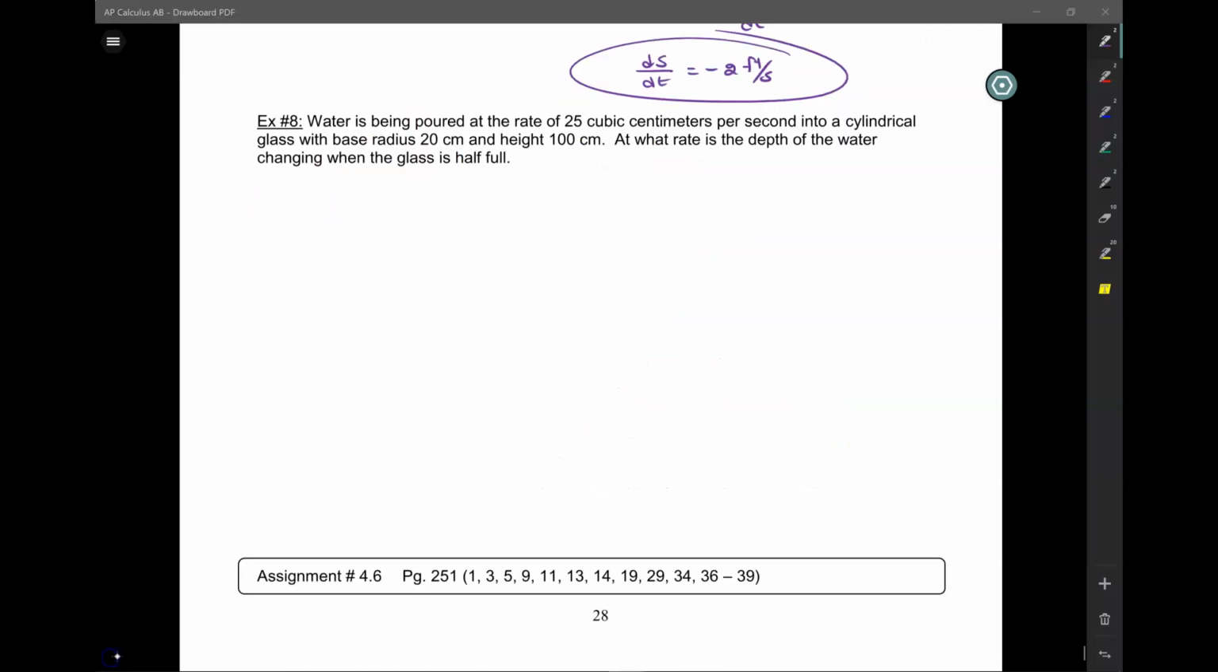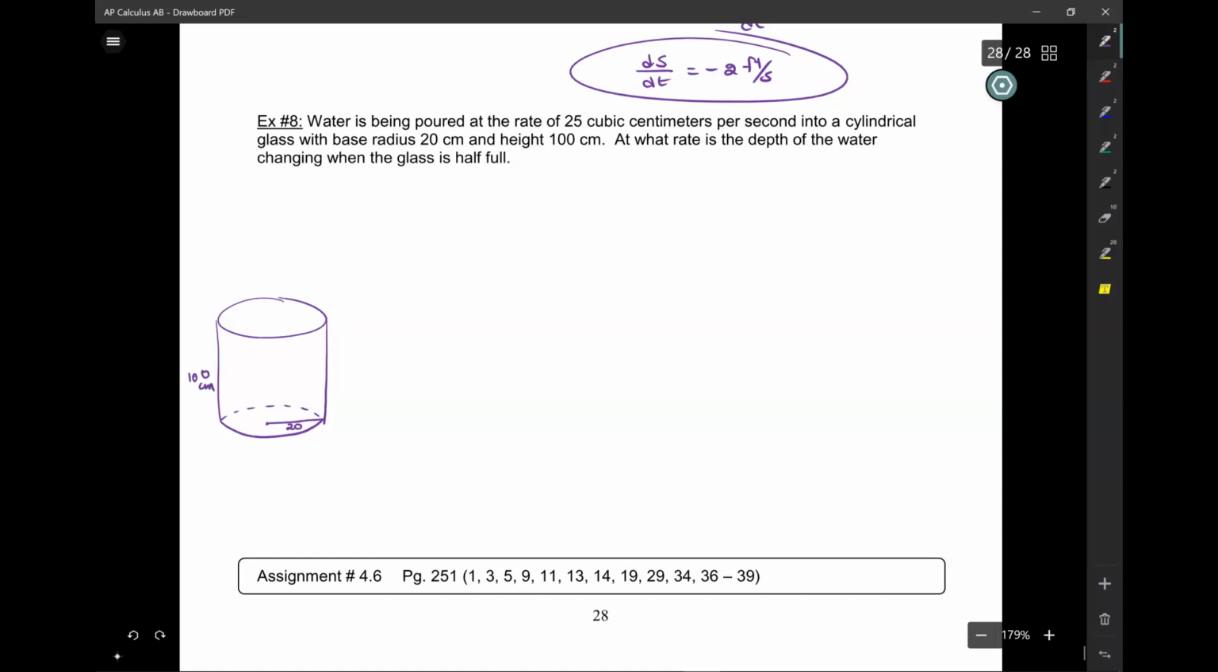So water is being poured at a rate of 25 cubic centimeters per second into a cylindrical glass this time with a base radius of 20 centimeters and a height of 100 centimeters. The one thing you learn in calculus, if nothing else, is how to draw perfect cones and cylinders, right? Because of these problems. So here I have a cylindrical glass or whatever. And there we go. The glass has a base radius of 20 and a height of 100.